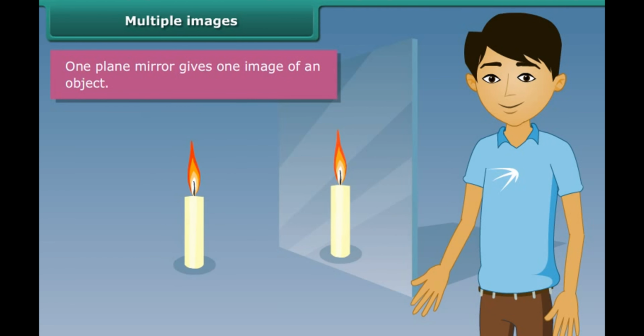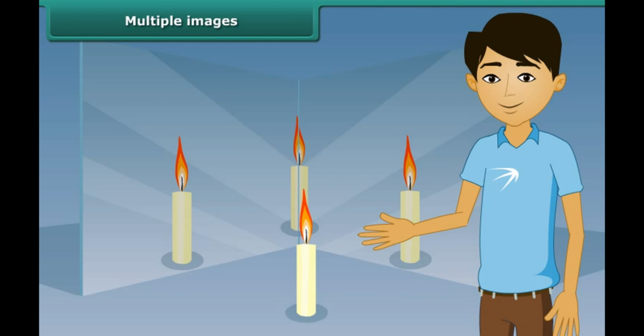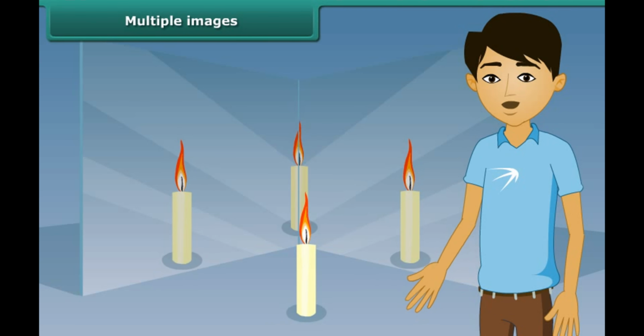Can you tell how many images we would obtain with two plane mirrors? Let us perform an activity to know the number of images formed using two plane mirrors. Take two plane mirrors. Set them at right angles to each other with their edges touching. Place a lighted candle in between the mirrors. How many images do you see? Strangely, we can see 3 images of the candle in 2 mirrors. This is how multiple images are formed in a mirror maze that we all enjoy going through.